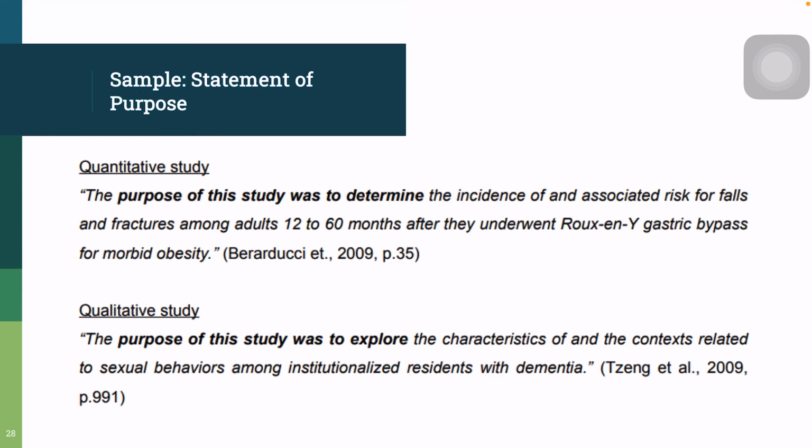So here are some examples of statements of purpose. For a quantitative study, our example would be stated this way: the purpose of this study was to determine the incidence of and associated risk for falls and fractures among adults 12 to 60 months after they underwent Roux-en-Y gastric bypass for morbid obesity. For a qualitative study, our example statement of purpose would be: the purpose of this study was to explore the characteristics of and the context related to sexual behaviors among institutionalized residents with dementia.